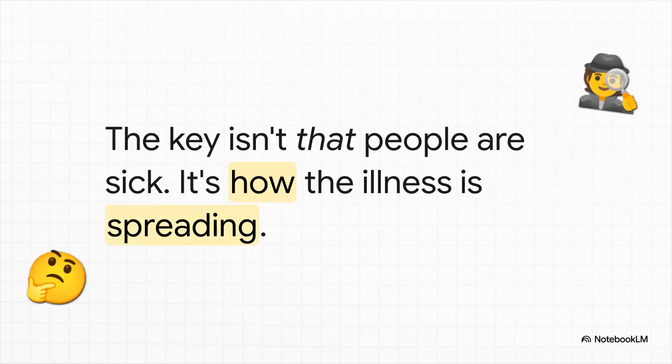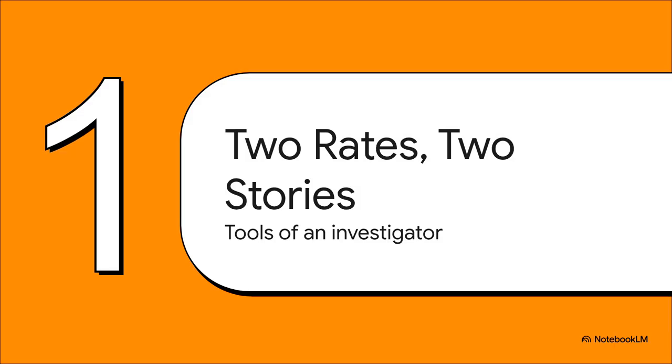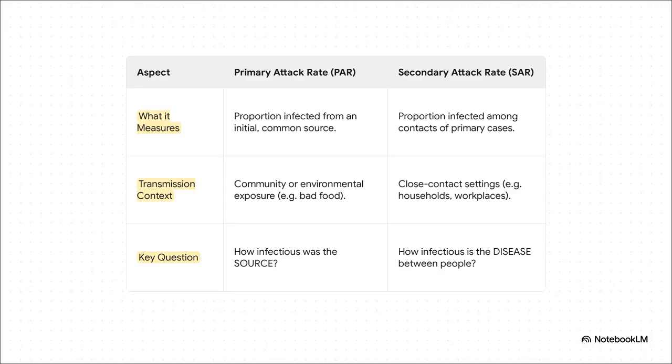And this, right here, is where the real detective work kicks in. Because knowing people are sick is one thing, but to stop the outbreak, you have to know, did it all come from one bad dish of potato salad, or is it now spreading from person to person? Because those are two totally different problems that need two totally different solutions. So, to solve that puzzle, investigators use two key measurements that, honestly, tell two completely different stories. Think of these rates as the essential tools that let them see the whole picture and figure out exactly what to do next. This really lays it all out, doesn't it?